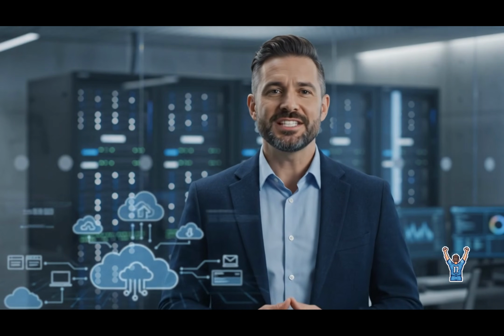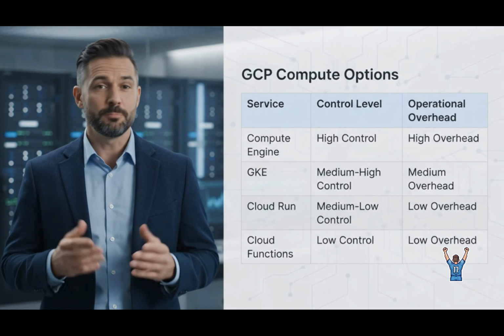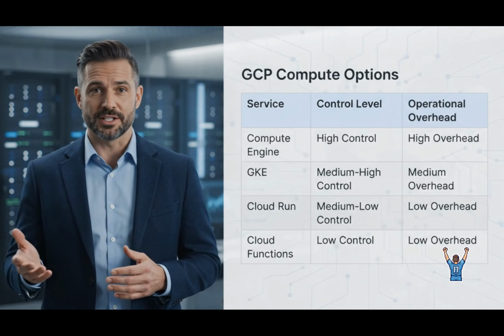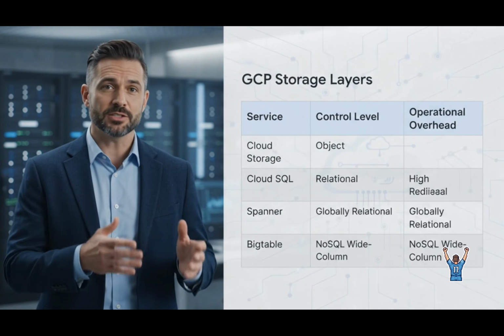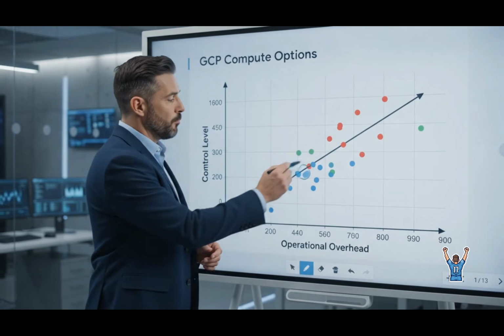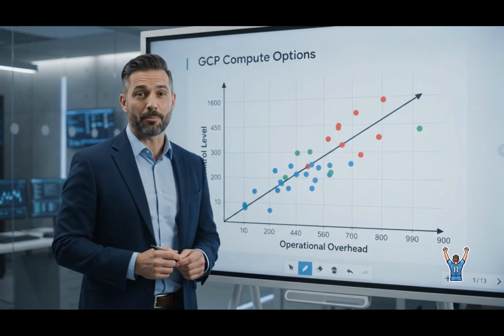Let's decode GCP's core infrastructure. Compute ranges from VMs to serverless, for storage between object, relational, or NoSQL. More control always means more operational overhead.